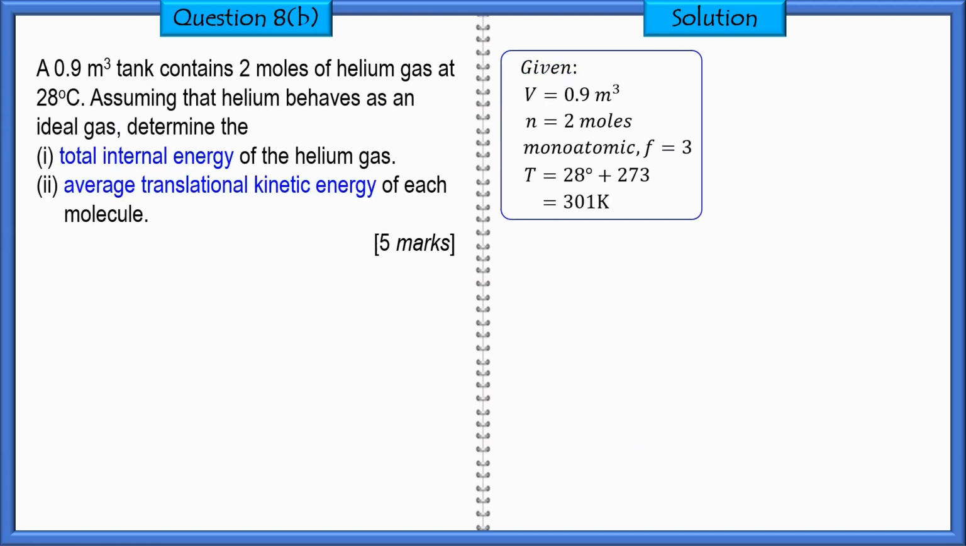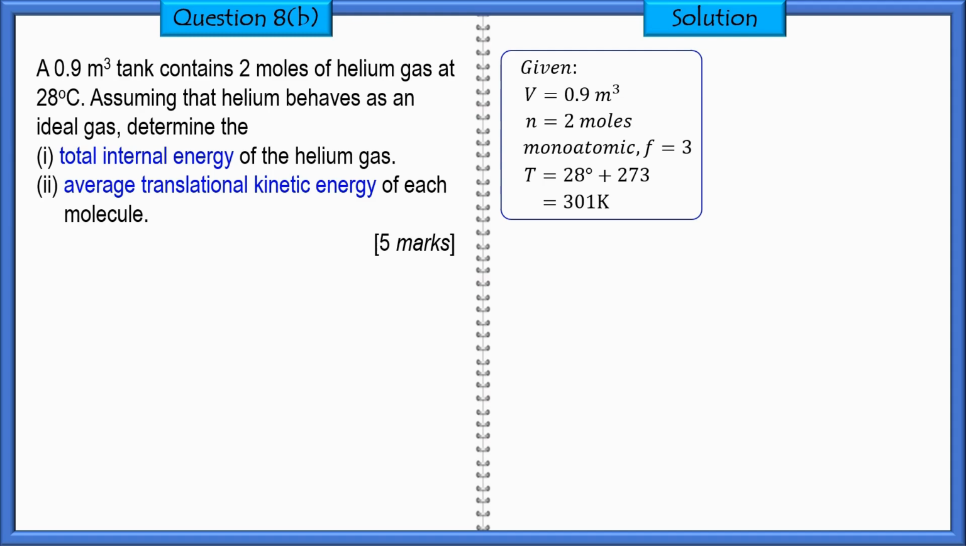Question 8b. A 0.9 meter cube tank contains 2 mole of helium gas at 28 degrees Celsius. Okay, so referring to the question, there are two hidden pieces of info here. Helium gas is a monoatomic gas, so degree of freedom F is equal to 3. And then the temperature given is in Celsius, so you need to change to the SI unit, which is equal to 301 Kelvin.